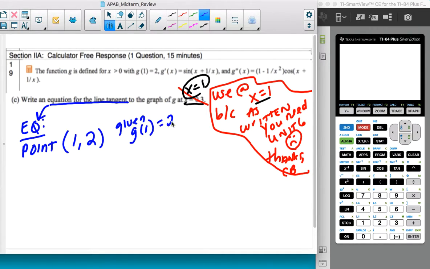And again, this is a trickier problem. Once you know Unit 6, I can ask you for a different x value, not 1. But here I cannot because you don't know Unit 6. And you need a slope. Well, the slope is going to be g prime of 1.